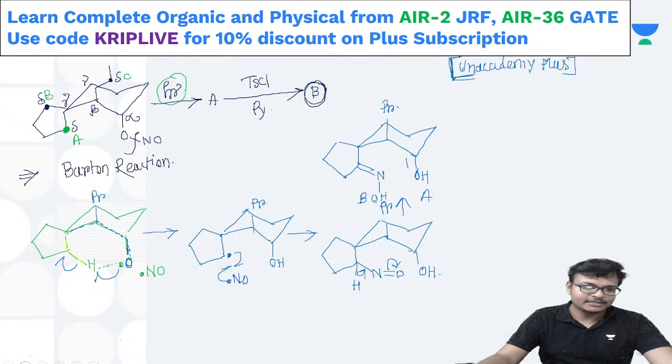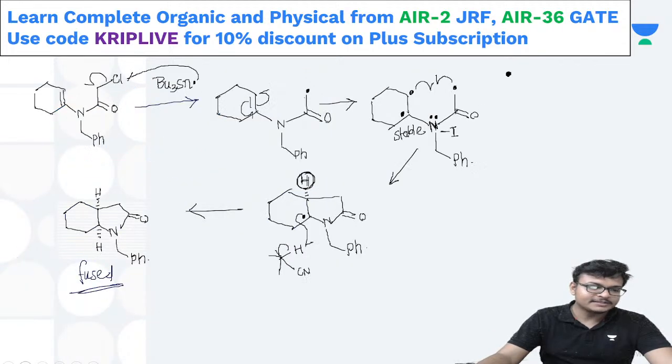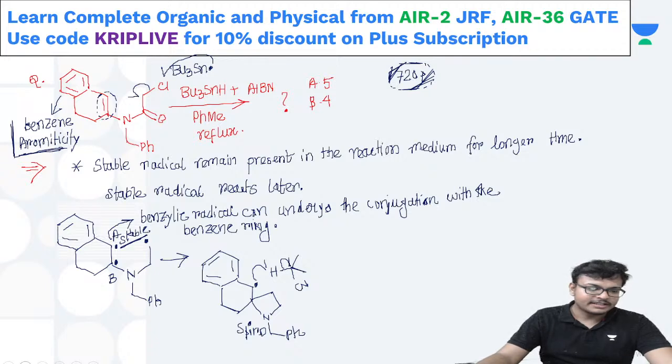So this was a question from the radical reactions. Now the next reactions we have done from these examples. Next one, this radical reactions is there. Next one is this one.